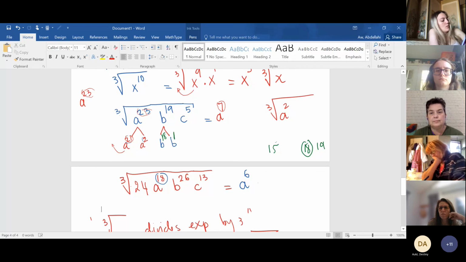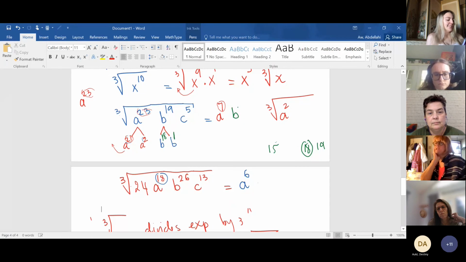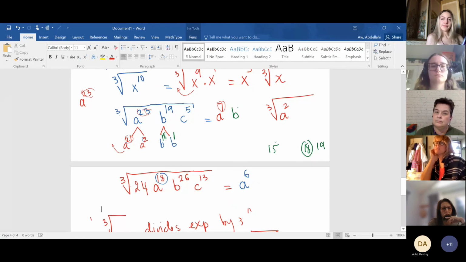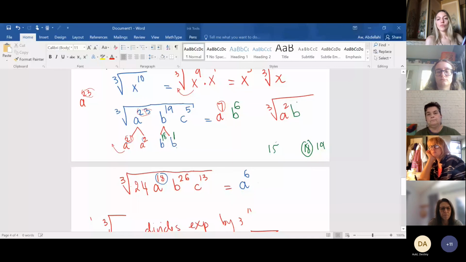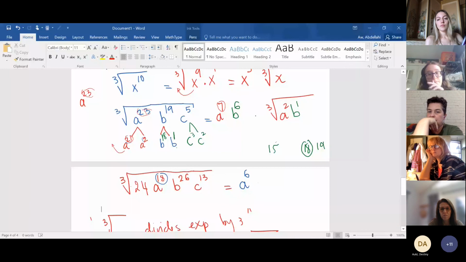And then we can simplify cube root of B to the 18 completely. It becomes B to what power? How much is 18 divided by 3? B to the 6. What remains? 1 B. Everybody see that? Now comes the last one, 5. We don't have to go very far. 5 is C to the 3rd and C squared. The C to the 3rd can be completely simplified. 3 divided by 3 is 1. It's going to be C to the 1 power and then C squared left.